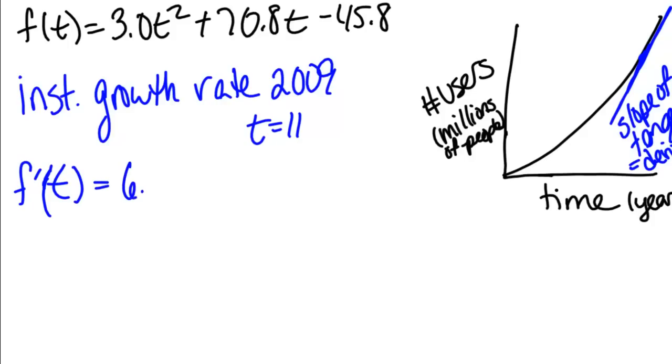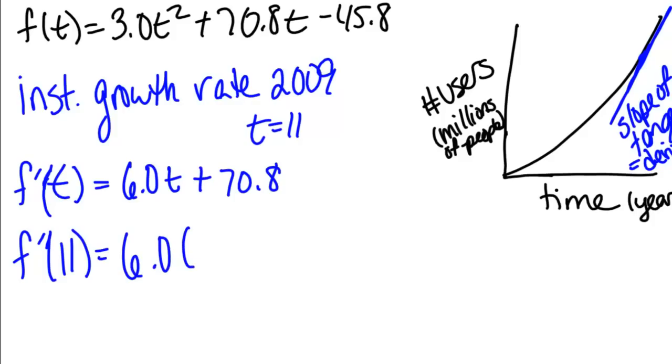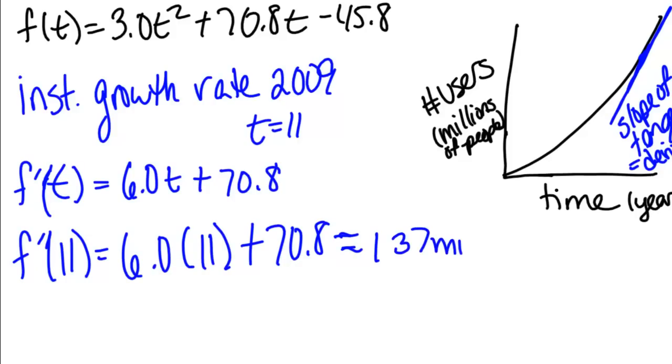So we get 6.0 t plus 70.8. So now we plug in 11. And we get about 137 million users per year. So in 2009, they are gaining about 137 million users per year.